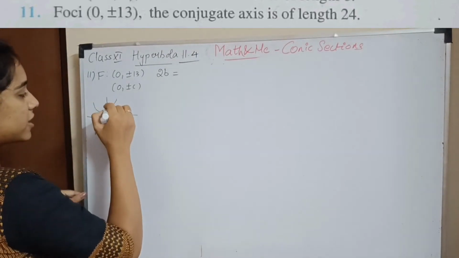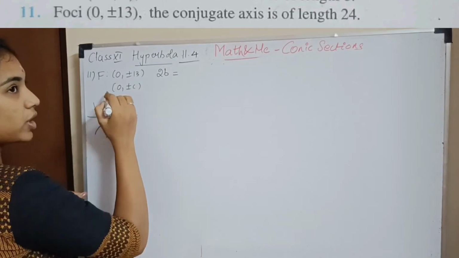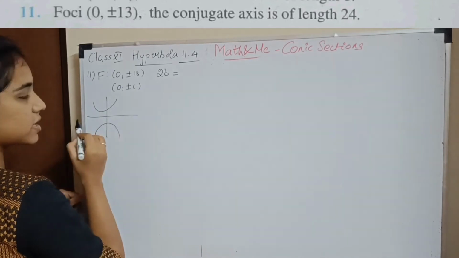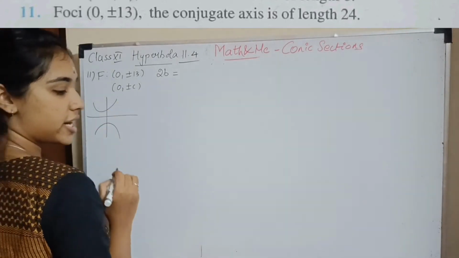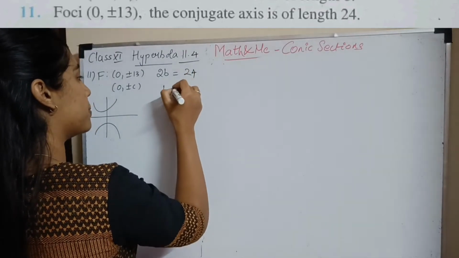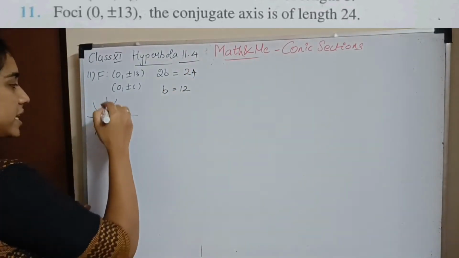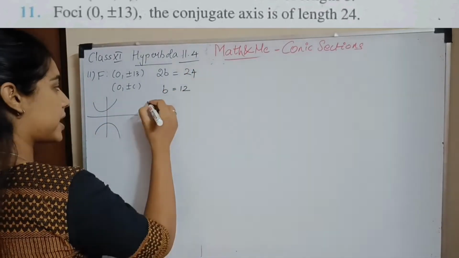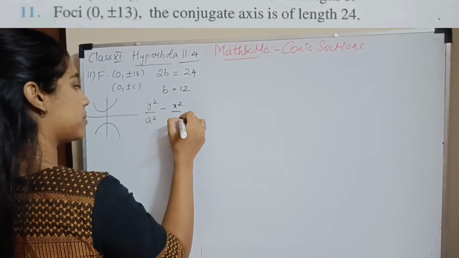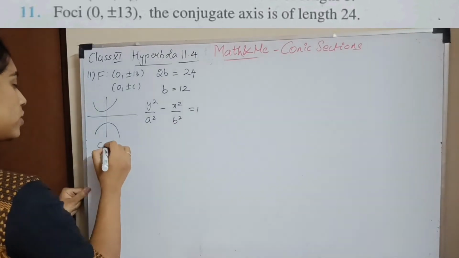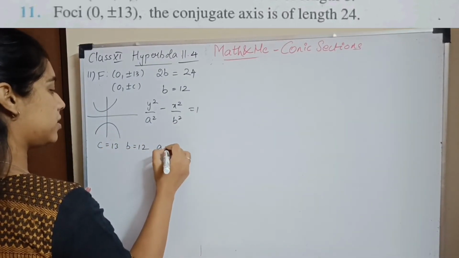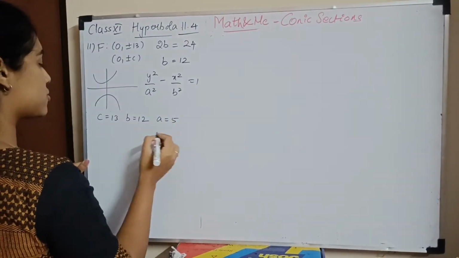Here, what is the transverse axis? It is the axis where the hyperbola lies on. So y-axis is the transverse axis. X-axis is the conjugate axis. So what is the length of the conjugate axis? It is given to be 24. So your b is 12. What is the equation if the hyperbola is along the y-axis? Y square divided by a square minus x square divided by b square equals 1. So c's value is 13, b's value is 12. What is your a? Any guesses? 5. But we will try to solve it.